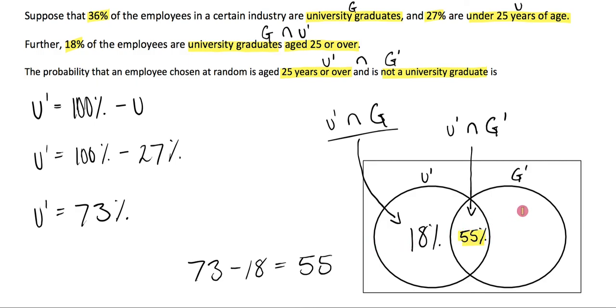And notice that we actually don't need to bother figuring out what this G dash is, because the question isn't asking it of us. So your answer is going to be 55%. Hopefully this explanation was clear.